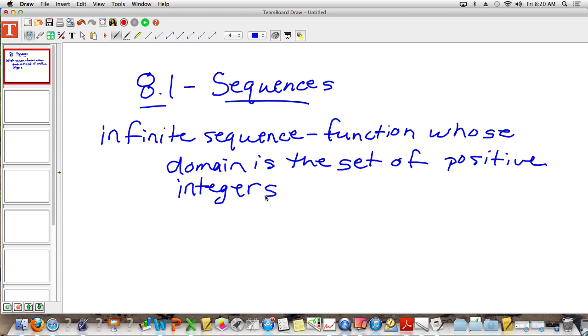An infinite sequence is a sequence or a function whose domain is the set of positive integers. So an infinite sequence means it's a string of numbers that can go on forever. Its domain is the set of positive integers because we call the first number in a sequence term 1. The second number we call term 2. The third number we call term 3. The fourth number term 4, and it can go on infinitely far, so we call it an infinite sequence.